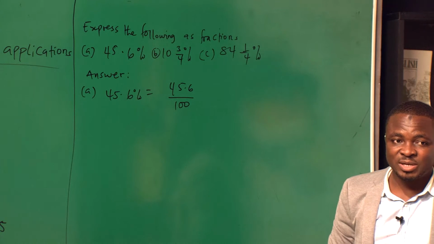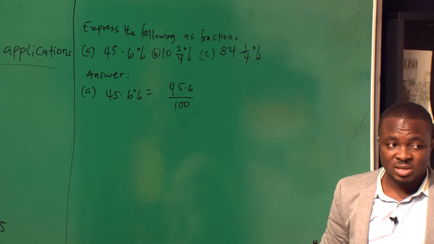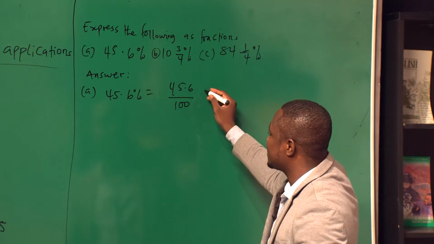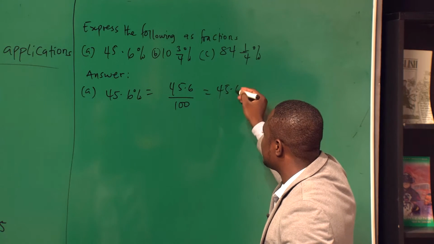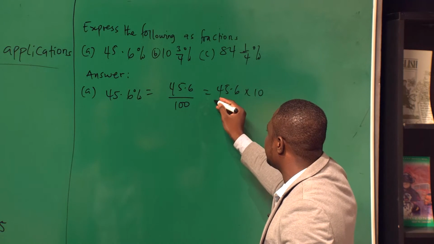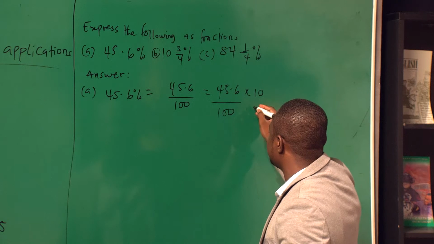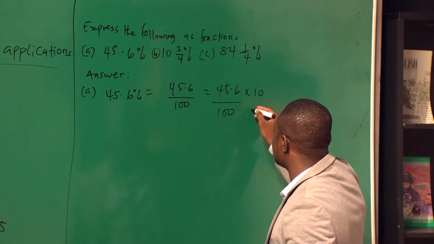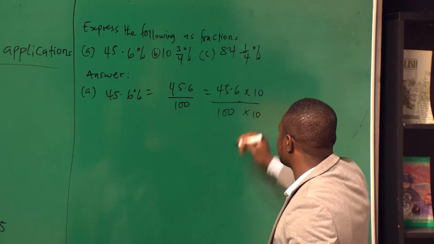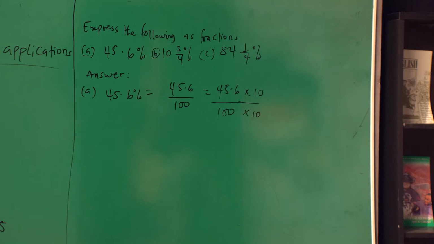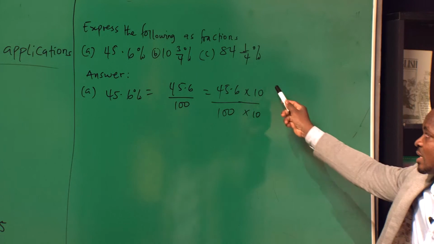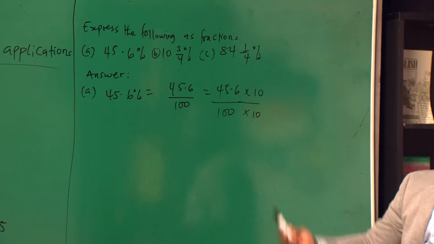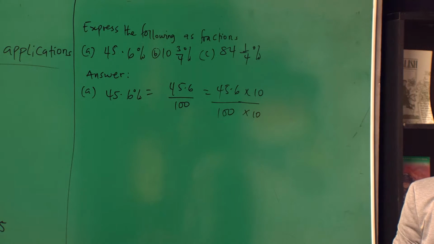So I'm going to multiply it by what? 10 to remove the point. Are you okay? So this is the same as... Once you multiply the numerator by 10 to remove the decimal point, you maintain the balance by multiplying the denominator by what? 10. This is the same thing. The 10 can cancel out with the 10, leaving 45.6 over 100. So it really doesn't change anything.